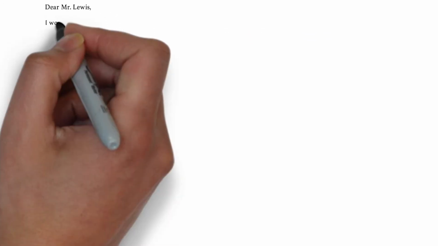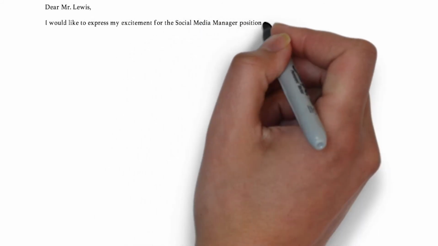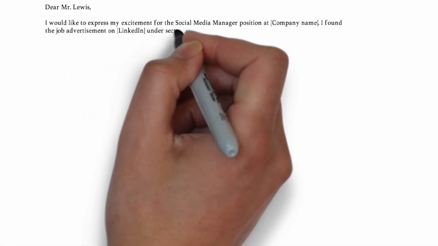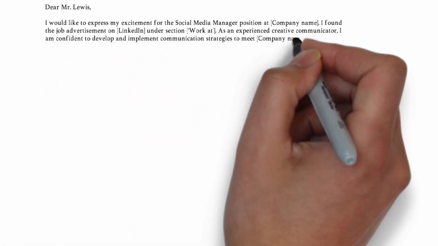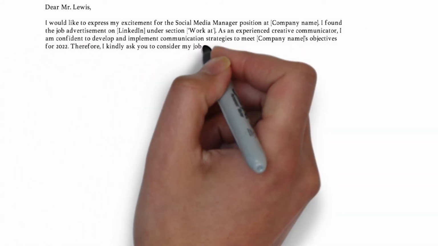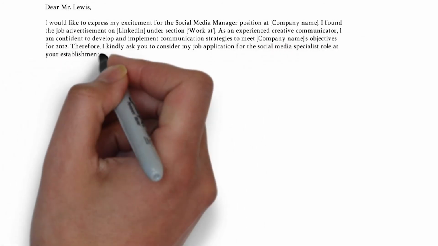In the first paragraph, also called the introduction, you need to show your excitement for the position and company you apply for. Let the reader know where you found the job advertisement and shortly explain, in detail, what you've got to offer. Try to grab the reader's attention in the first paragraph.